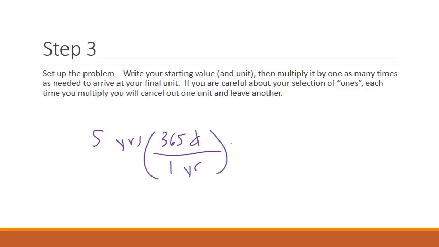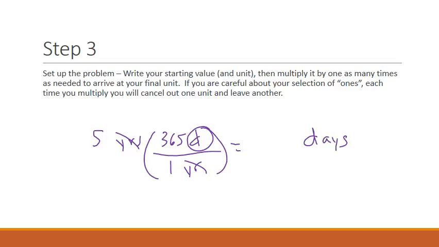The last step is just to go ahead and do the math. The way I do that math is I start off by canceling out my units. So years cancels out with years, and circling what's left, I have days left. That means in my answer, the units I'm left with are days. That's the part that didn't cancel.